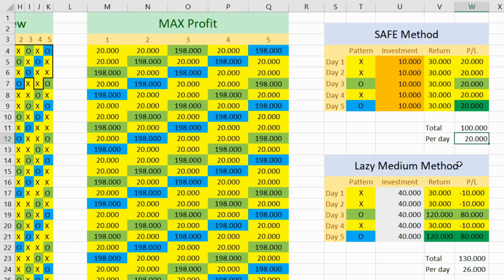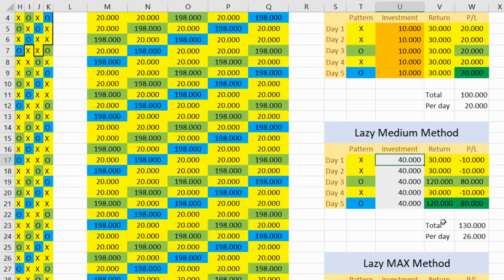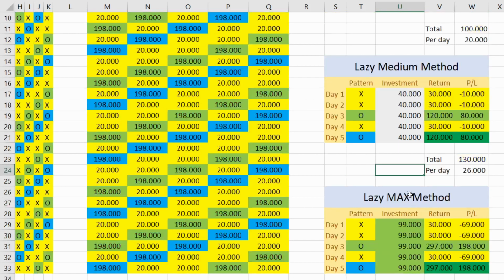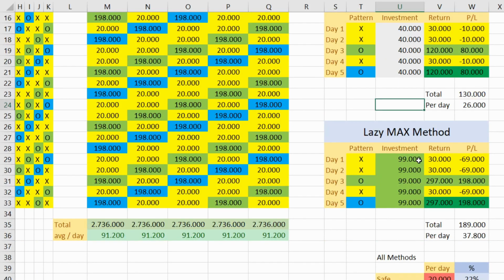Now if you go to the lazy medium method and you invest 40k every day, you still get back 26k on average. You see the first 2 days, in case of this pattern, you lose 10k, but the third day you gain 80k, and on average you will get 26. Now if you invest 99k every day, you will average about 37 or 38k per day.